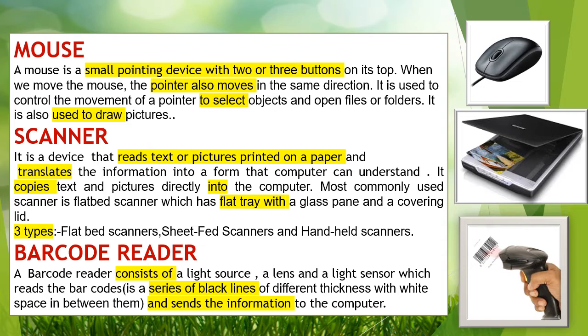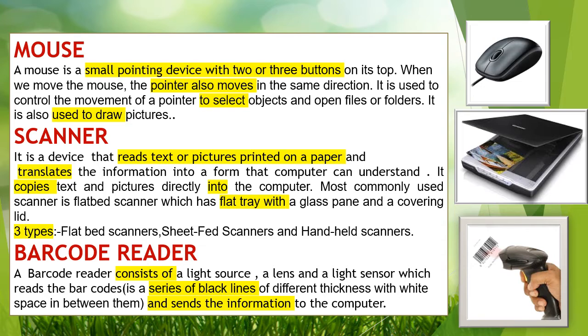There are 3 types of scanners. One is the flatbed scanner, which we have just studied. The next one is the sheet feed scanner. Then the next one is the handheld scanner. Then the third input device which you have to study is barcode reader. Barcode reader consists of a light source which emits light from the device, and a lens, then a light sensor too.